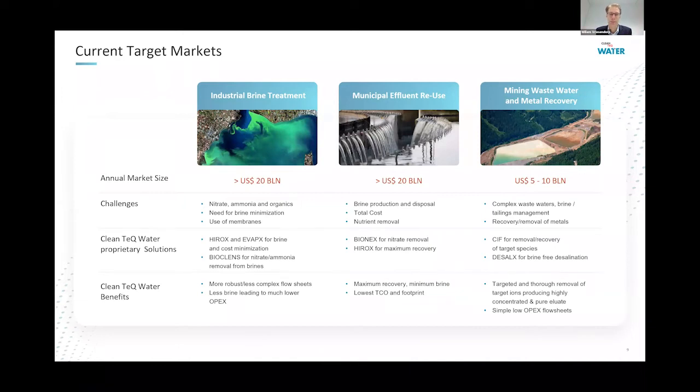And secondly is municipal reuse, which means municipal water treatment is a very common and traditional technology, but instead of putting that water into the sea or into the river, you can reuse that water. So that's the second sector we are focused on. And then finally, a little bit more close to where we come from, so close to our origins, mining, wastewater, and metal recovery, where almost all of our technology solutions apply very well.